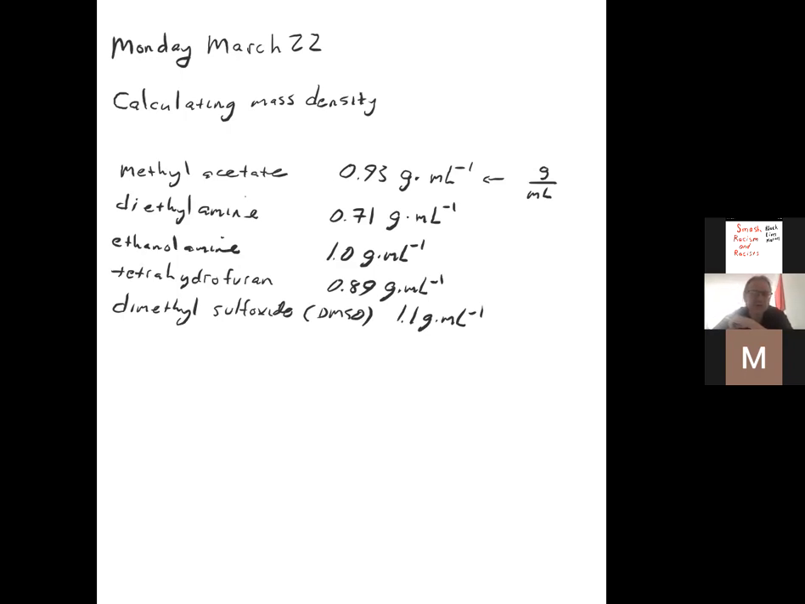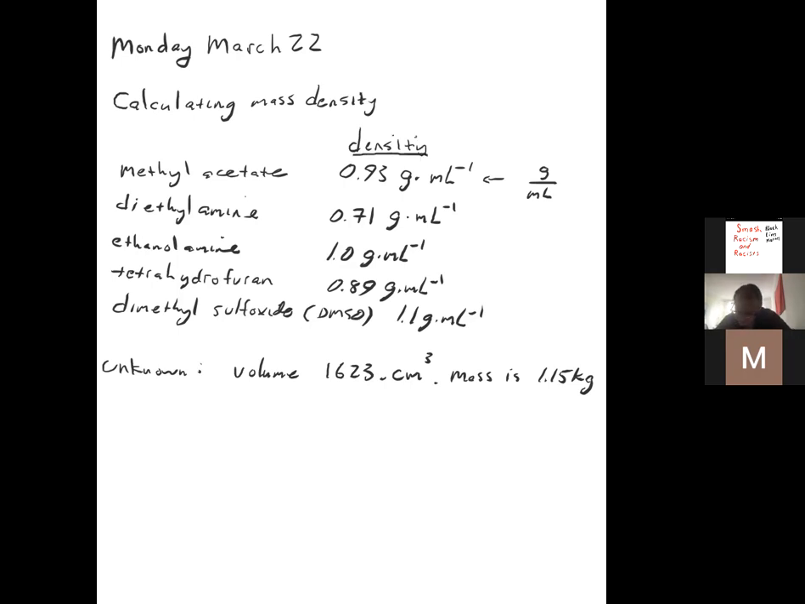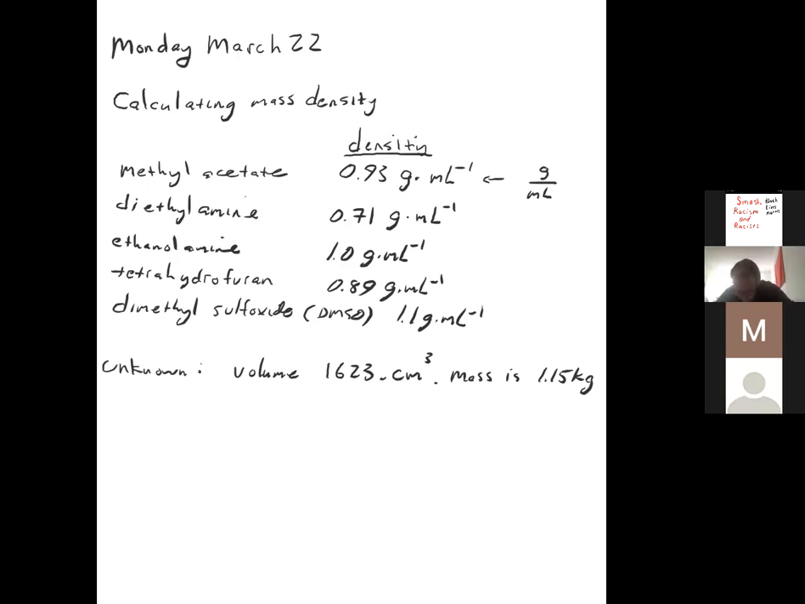So now they give us some information about the unknown liquid. What they tell us is that it has a volume of 1623 centimeters cubed. And then they tell us the mass is 1.15 kg. Okay, so here's an issue for this particular problem. The densities of the potential materials are in different units than the mass and volume units they give you for the unknown.